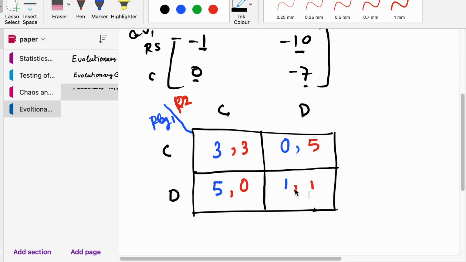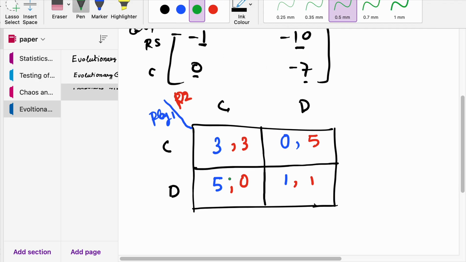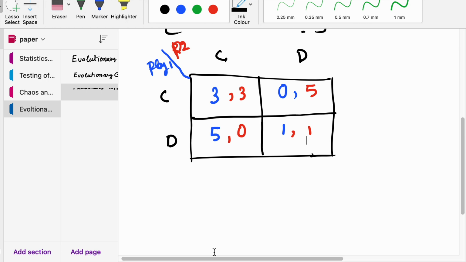Why is it called a dilemma? Let's analyze the situation. If this much is clear, let's analyze why it is called a dilemma. Suppose player 1 and player 2 both try to maximize their payoff. What do you think, if player 1 and player 2 both want to maximize their payoff, what strategy should they adopt?